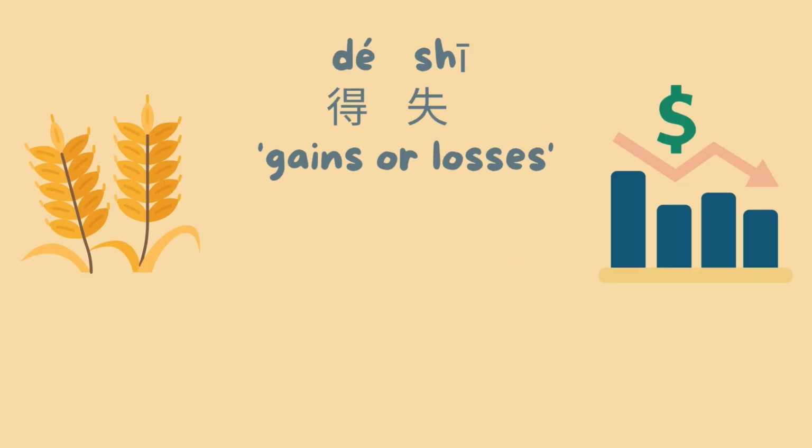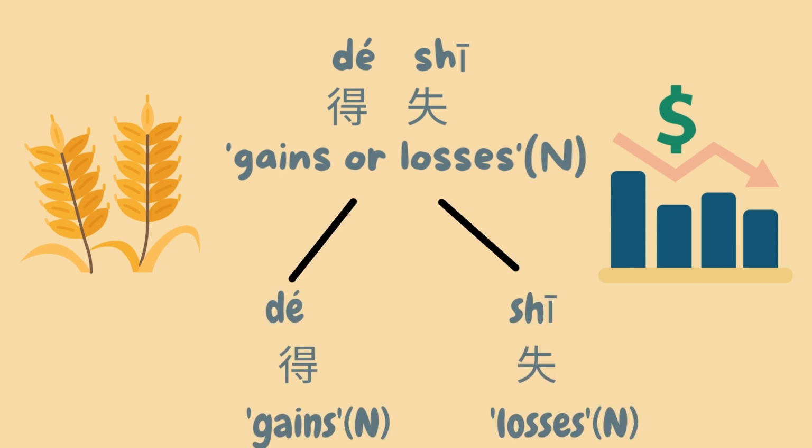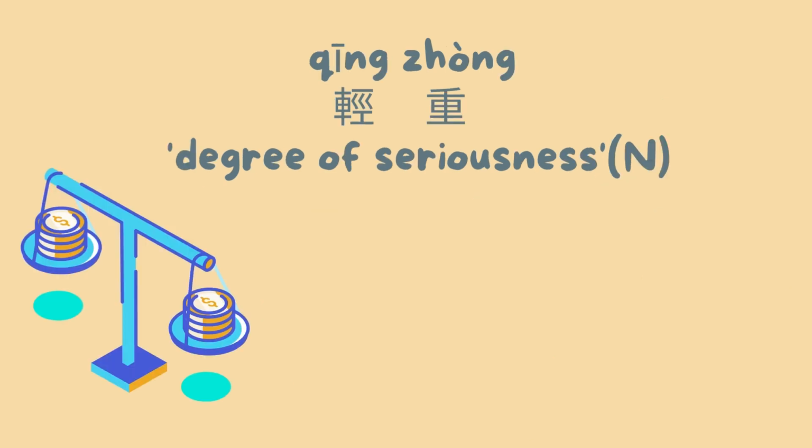The following example is 得失, gains or losses. The constituent characters 得, gains, a noun, and 失, losses, a noun, are antonymous. The meaning of the word they form is the combination of the two characters that make it up, gains or losses, a noun. The next example is 轻重, degree of seriousness.